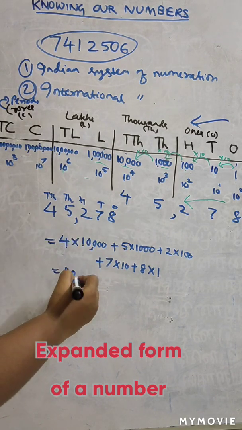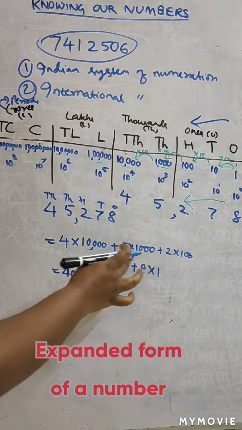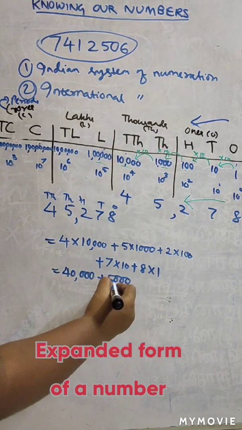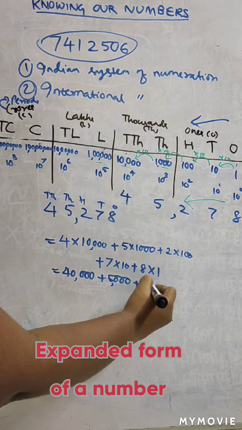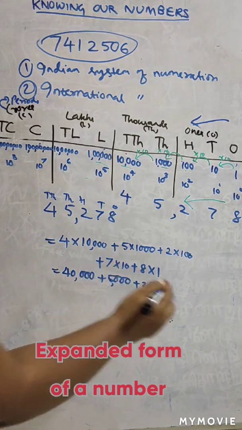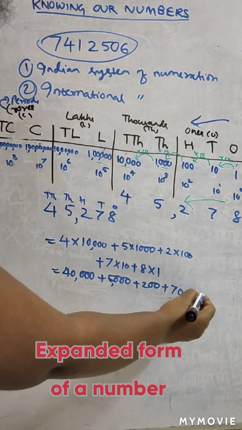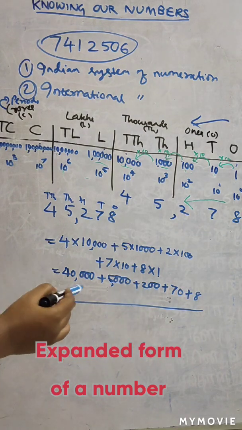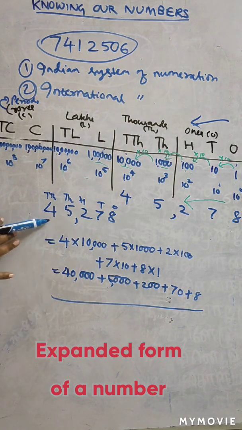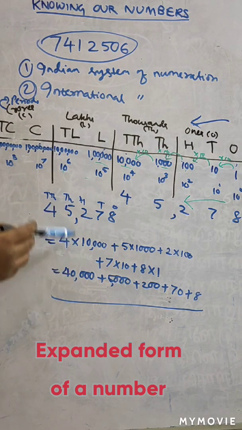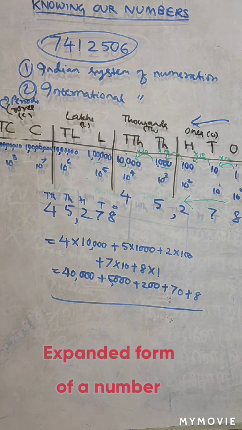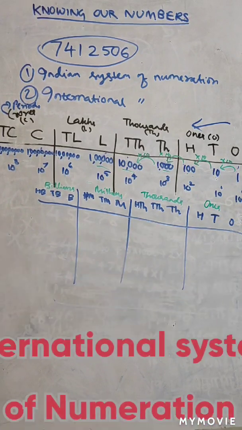So this gives me 40,000 plus 5,000 plus 2 into 100 gives me 200, plus 7 into 10 gives me 70, plus 8. So this is the expanded form of the given number, which is in this standard form. If there is a question to convert from the standard number to expanded form, this is how you should do it.